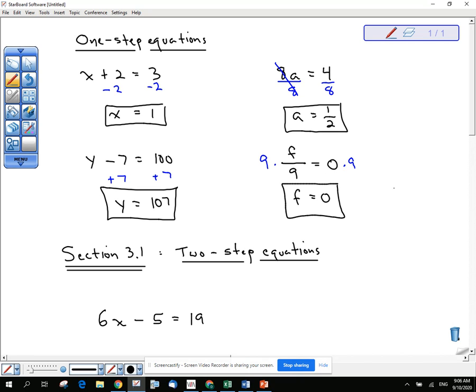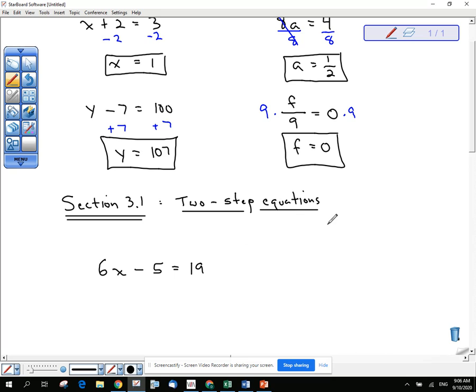Okay, and that takes us then to what is more pertinent to the saying: ask yourself what's happening to the variable, and then undo things in reverse order. So x, this is a two-step equation now. This is what section 3.1 is about. x is being multiplied by 6 and then subtracted by 5, not the other way around. By order of operations, multiplication happens before subtraction. So x is being multiplied by 6 and then subtracted by 5.